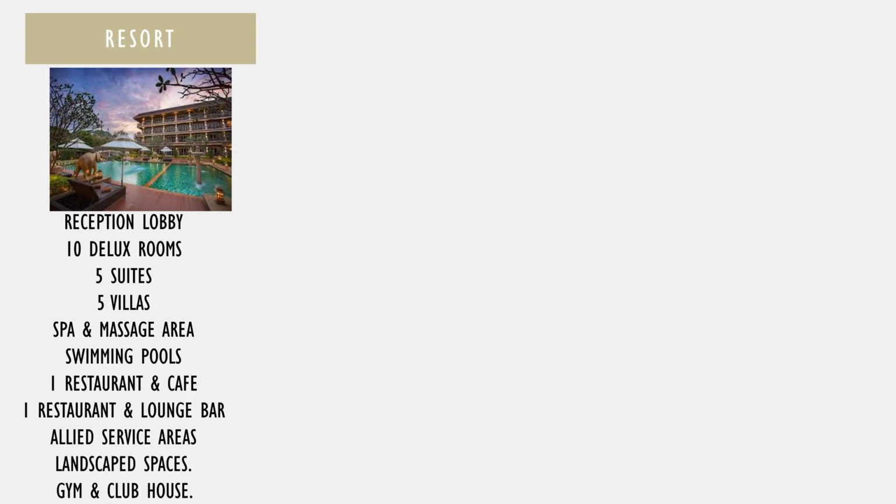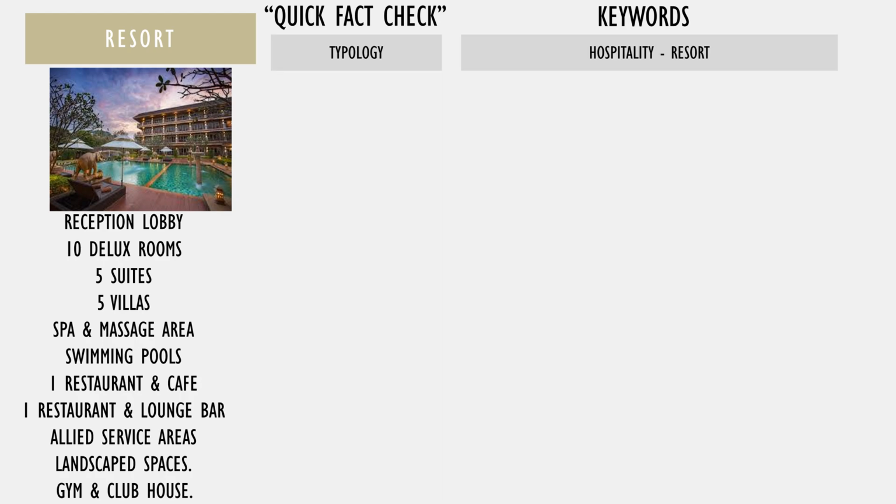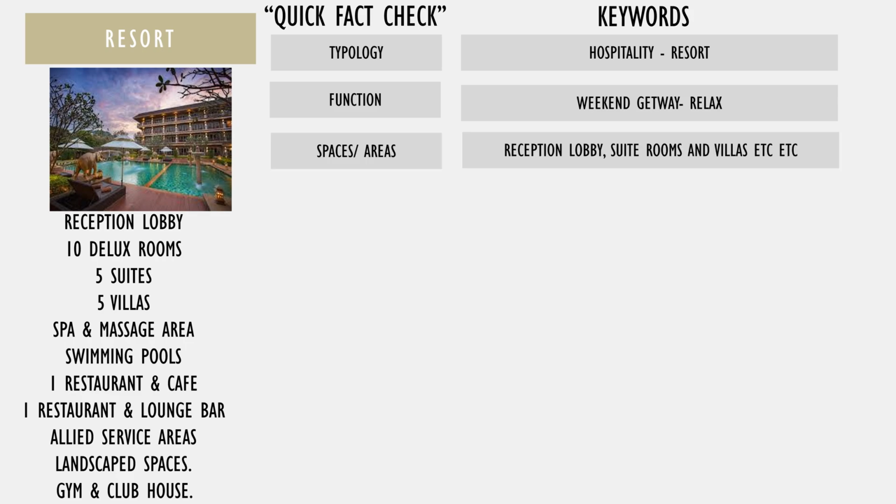After applying the formula of design brief and design program, we have our quick fact check list, which will give us keywords. Typology: what will be the typology of the resort? It will be a hospitality resort, a spread plan through forest nature. Function: weekend getaway, relax. Spaces and areas, again similar to your design program, which will include reception lobbies, suite rooms, villas, etc.